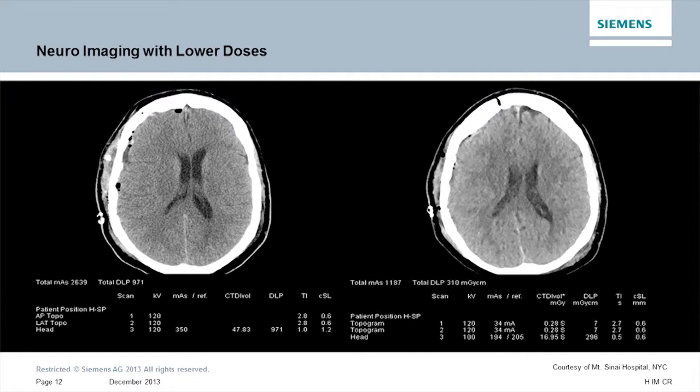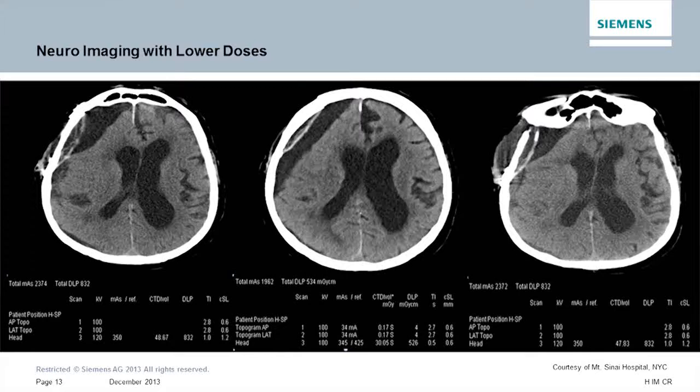So substantially lower dose. You can see the images are certainly comparable in many ways, but if you look at the image on the right, the noise level is lower. The gray-white differentiation is better. I mean, easily you can argue that the image on the right is substantially better than the image on the left, yet it is obtained at a substantially lower dose.